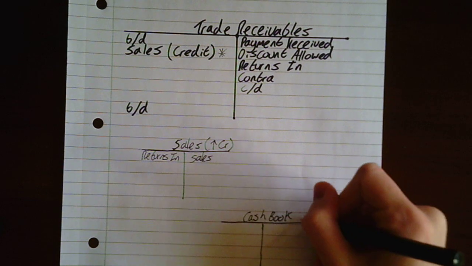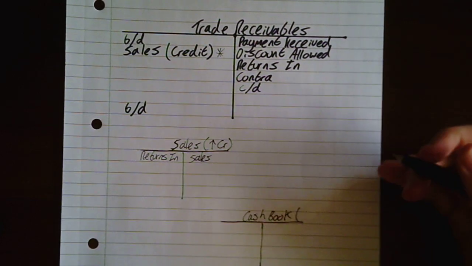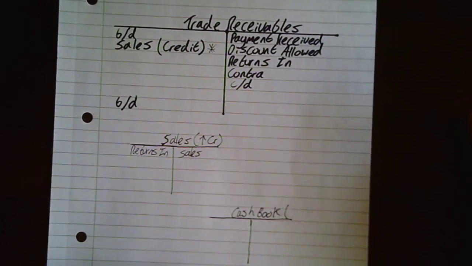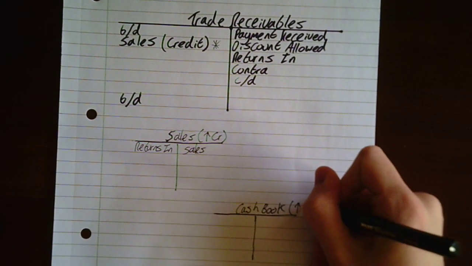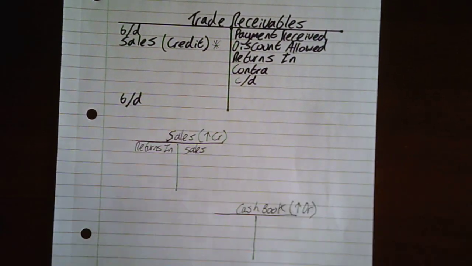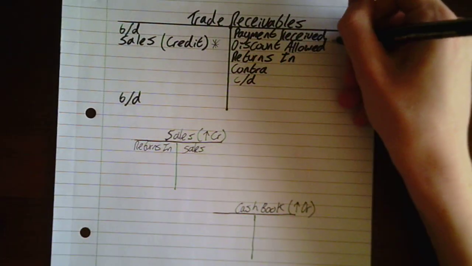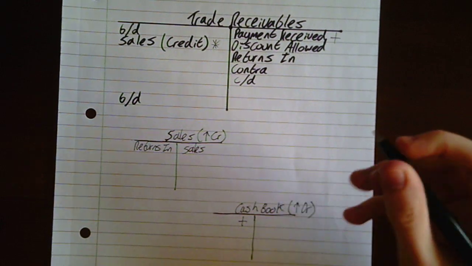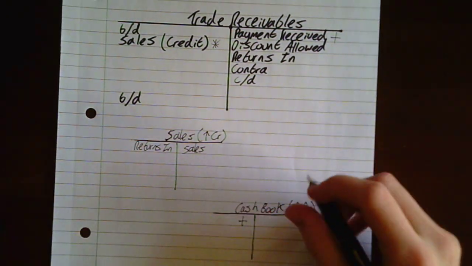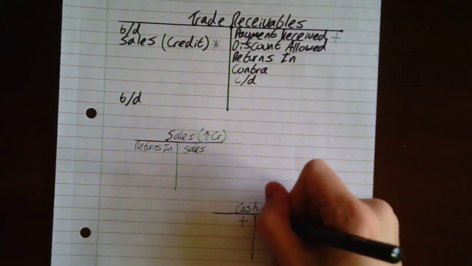We receive money, and the cash book account can be a debit or a credit, but it goes up on the debit. If we receive money, it goes up on the debit. So a payment received just drops into here. And then discount allowed, that's going to count against it.